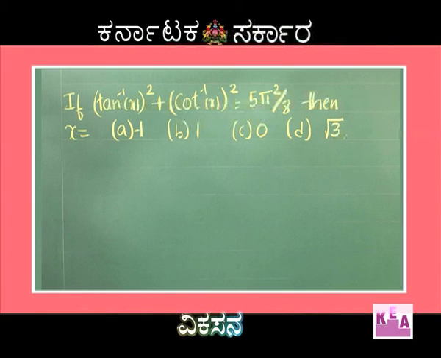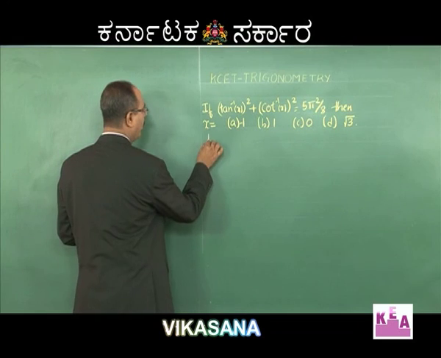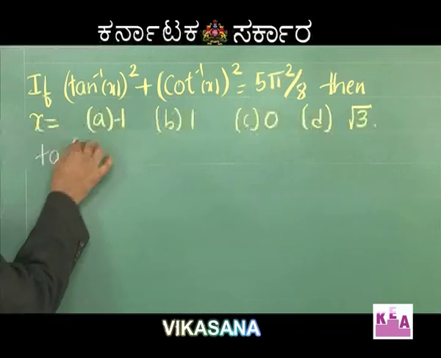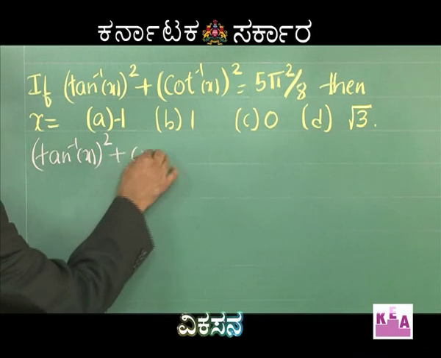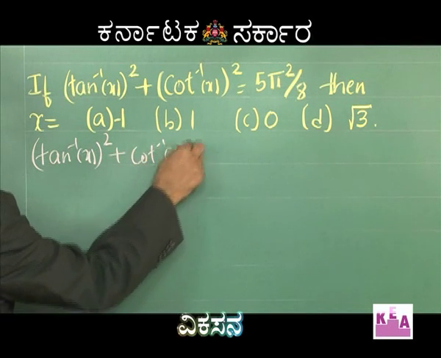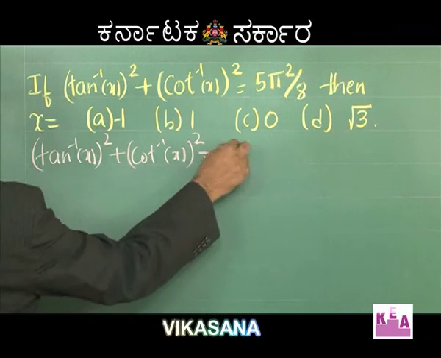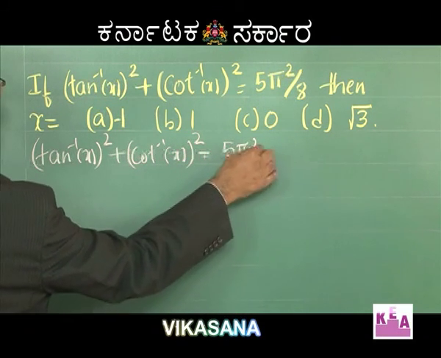If (tan inverse of x) whole square plus (cot inverse of x) whole square is 5 pi squared by 8, then x is: option A, minus 1; option B, 0; option C, 1; and option D, root 3. If you observe carefully, dear students, we have (tan inverse of x) whole square plus (cot inverse of x) whole square is equal to 5 pi square by 8.